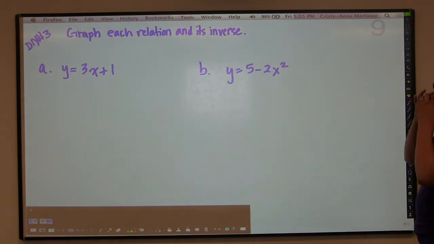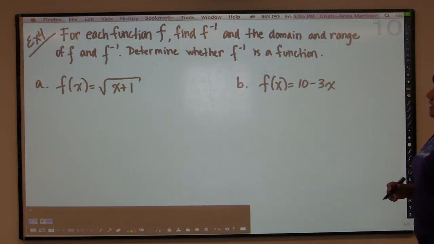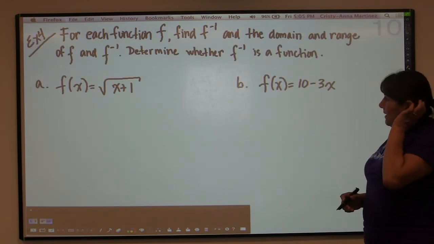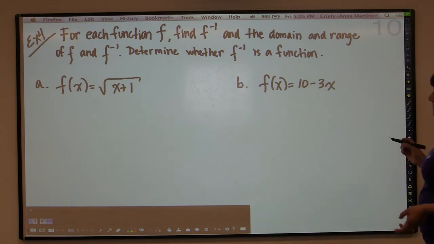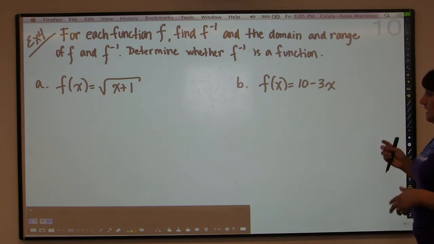Okay? And then here are some examples for you to do. Again, one that's linear, one that's quadratic. And then here is going to be our last, not last, but second to last problem.